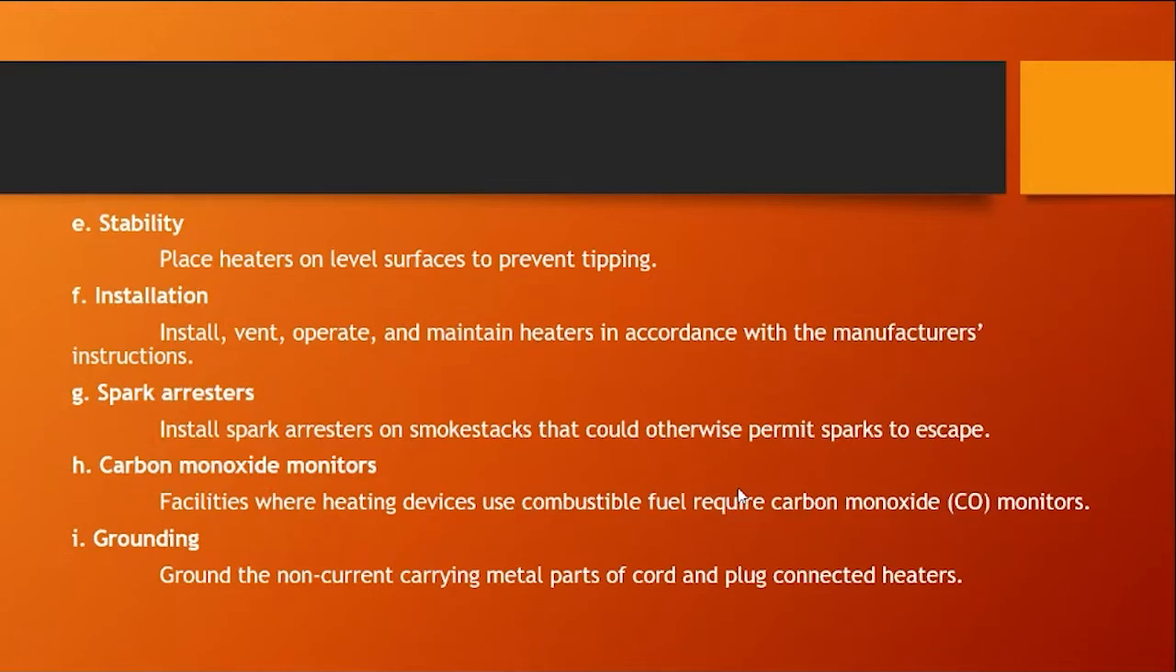Next is stability. Place heaters on a level surface to prevent tipping. Installation: install, vent, operate, and maintain heaters in accordance with the manufacturer's instructions. For spark arresters, install spark arresters or smoke stack covers that could otherwise permit sparks to escape. Next is the carbon monoxide monitor. In facilities where heating devices use combustible fuels, use carbon monoxide monitors. Next is grounding. Ground the non-current-carrying metal parts of cord and plug connected heaters.